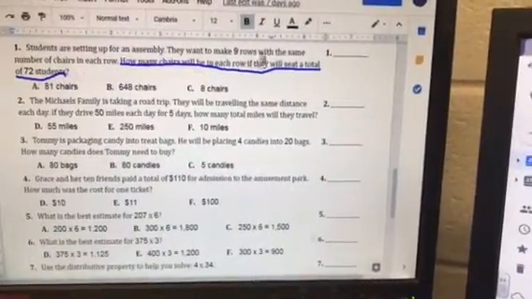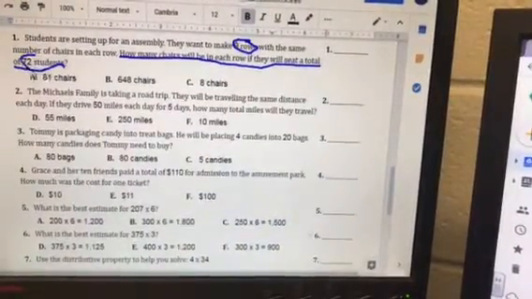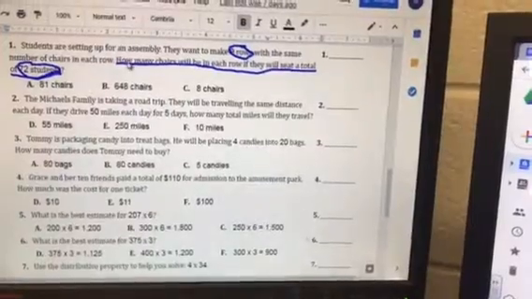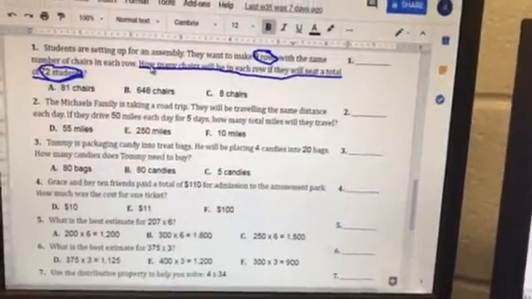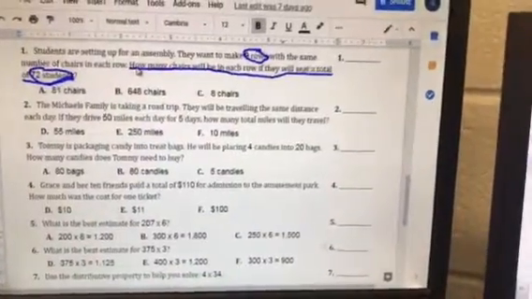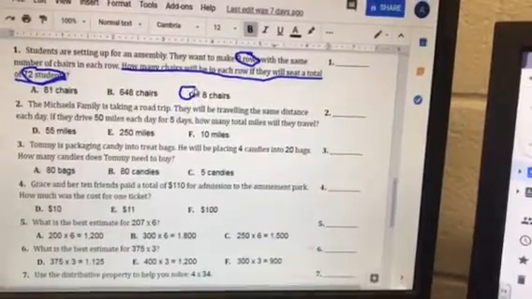I'm looking for the amount of chairs in each row. Now the important pieces of information I have is that there's 9 rows and a total of 72 students. This tells me that my problem is going to be a division problem. I want to divide 72 students into 9 rows. And when I take 72 divided by 9, I see that C, 8 chairs, is our answer.